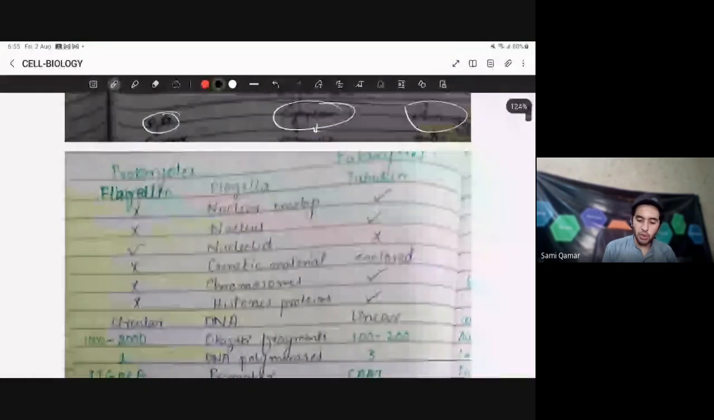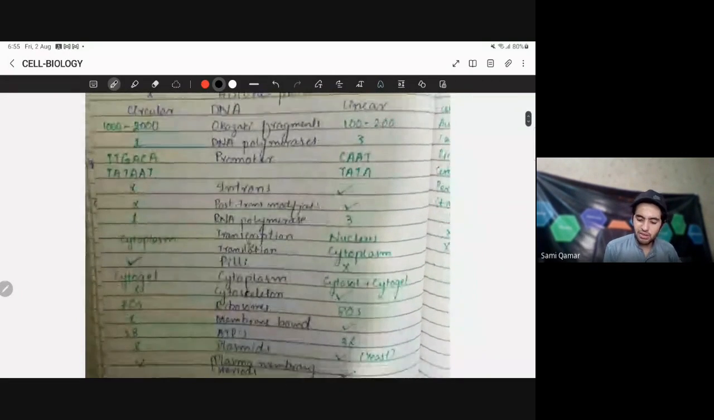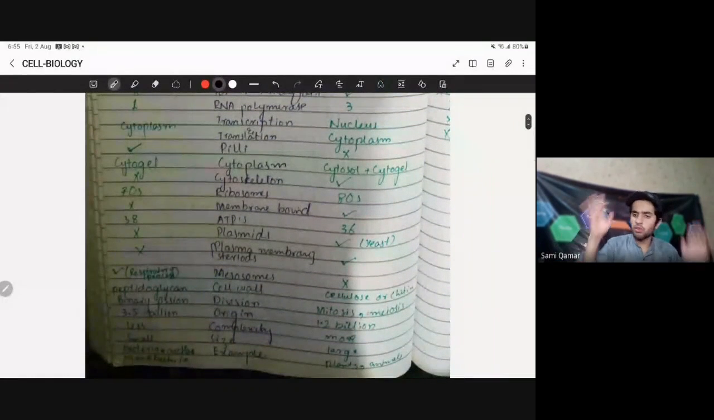Prokaryotes versus eukaryotes. It means that in prokaryotes we have flagella, which is made up of flagellin. In eukaryotes, it is made up of tubulin. Prokaryotes do not have a nuclear envelope or a nucleus. Eukaryotes have a nucleus. So all these things are written, tons and tons of things, very detailed.